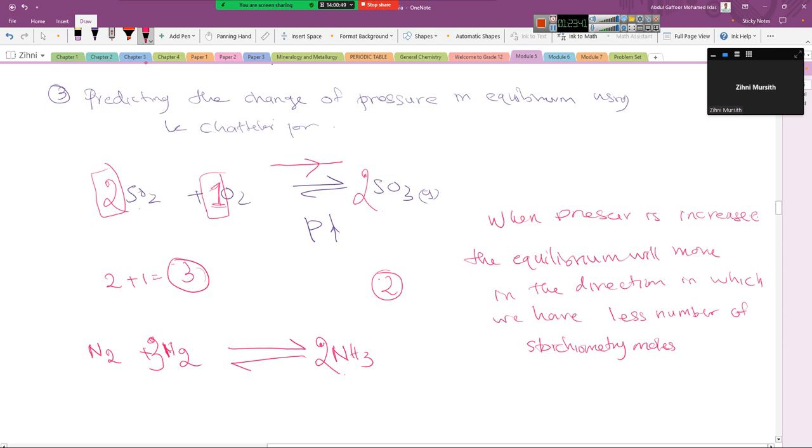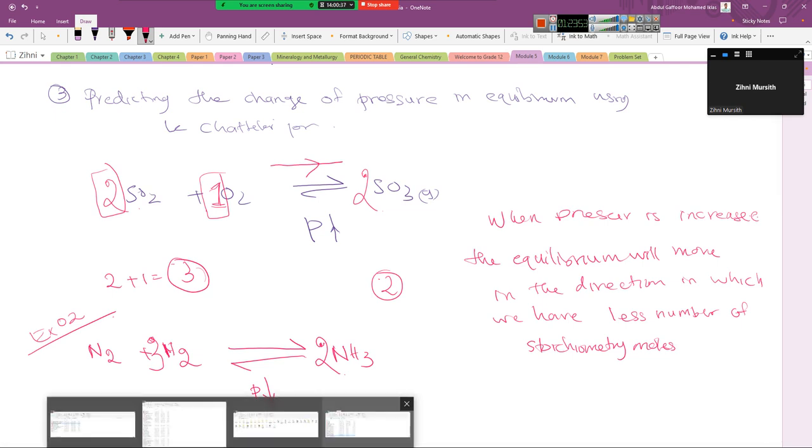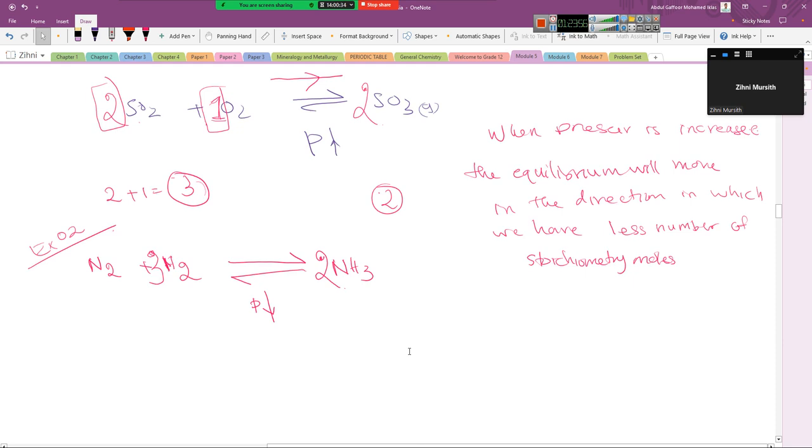Now, what will happen when I decrease the pressure? Can you just predict it? It will move in the direction where you have the greater number of moles. Yeah, so towards the nitrogen and hydrogen, on the left side. So it will move in the backward direction. Why? Because we have 4 here, and here we have 2. So when the pressure is decreased, it is vice versa, right? The equilibrium will move in the direction where we have more stoichiometric moles.